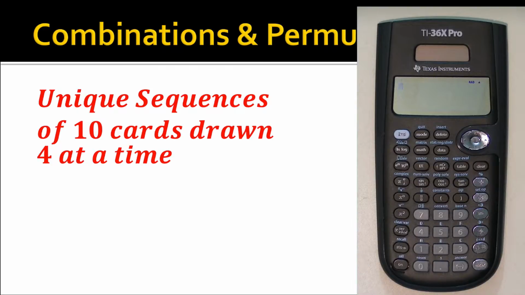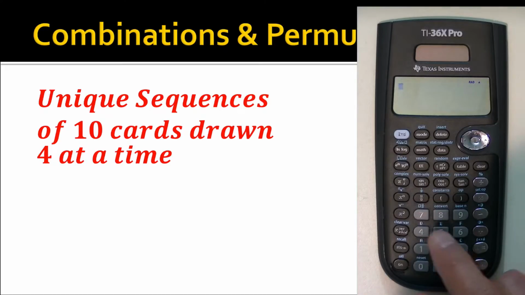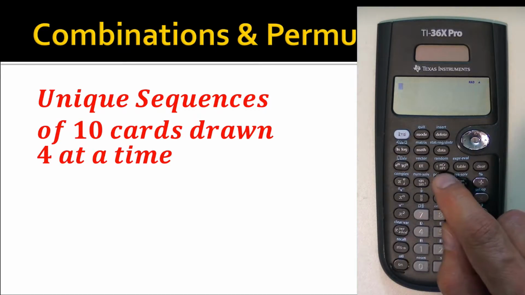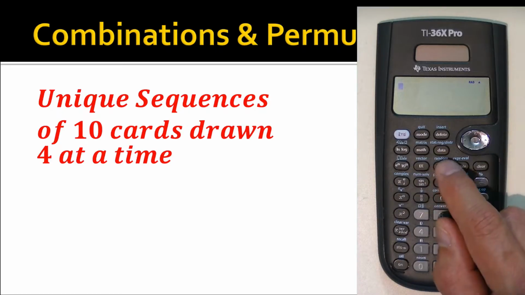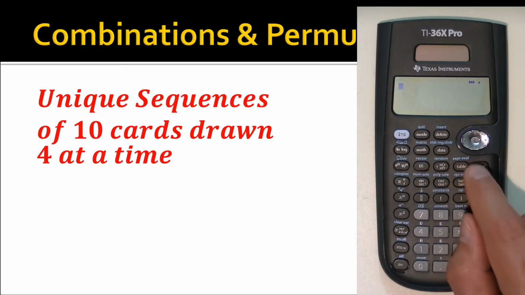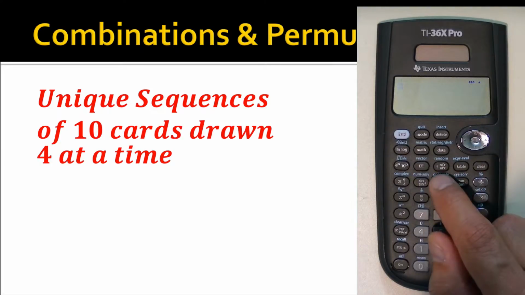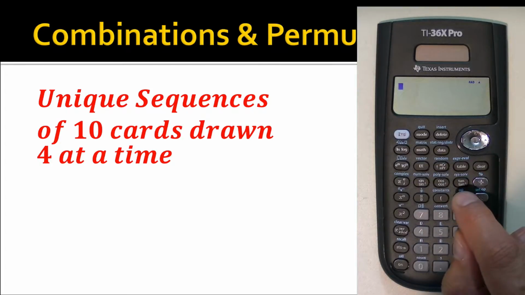So for this one, we want the P because we're saying unique sequences. So to do that function, we have a key for that. And it's actually labeled, it's the same key that you punch up for all of these combinations and permutations. It depends how many times you hit it. So what we do is, the way this works, and this takes some getting used to, you type in the number of items in the total set first.